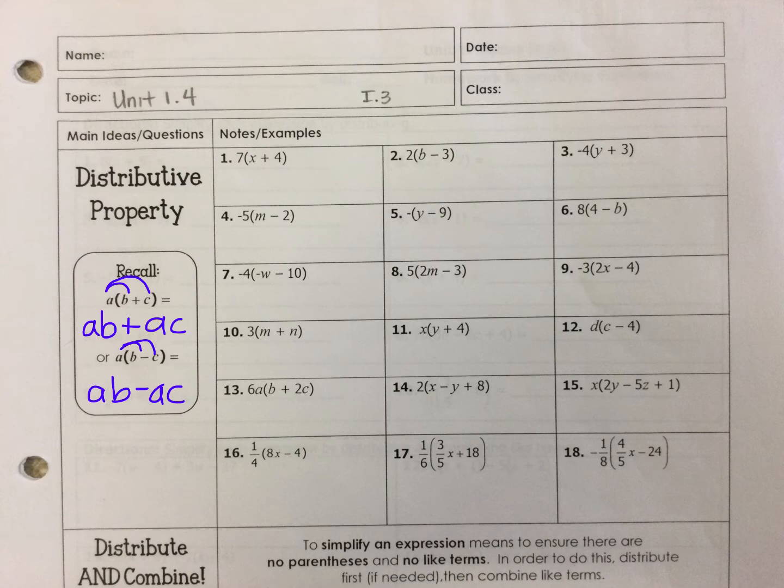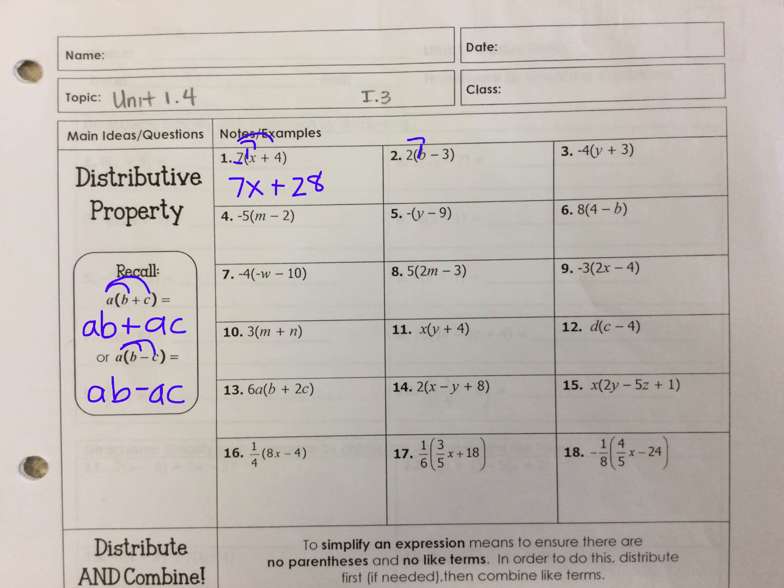So I have this 7 that has to be distributed to everything inside the parentheses. 7 times x is 7x. 7 times 4 is positive 28. 7x plus 28. I'm going to put a little 1 right here. You could have put a 1 right there in the x too.